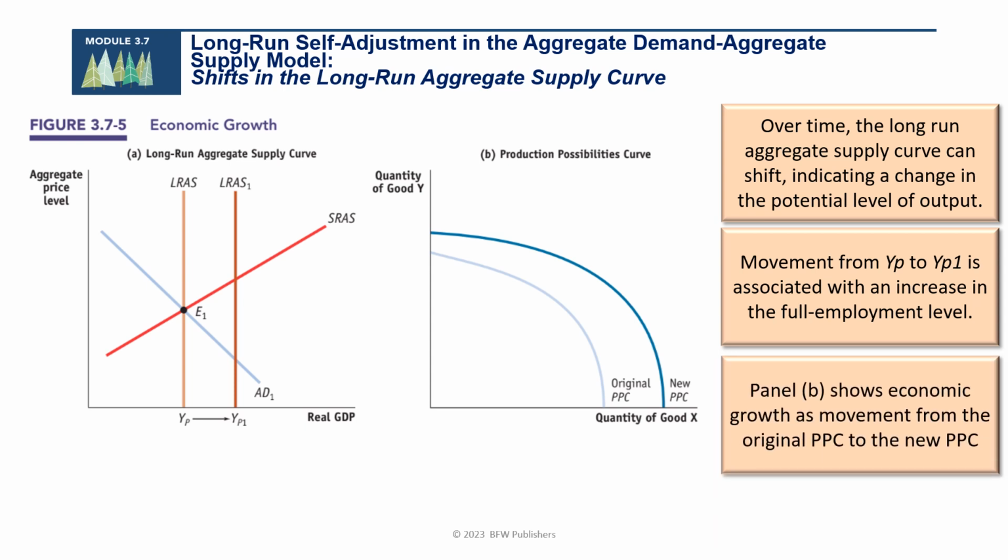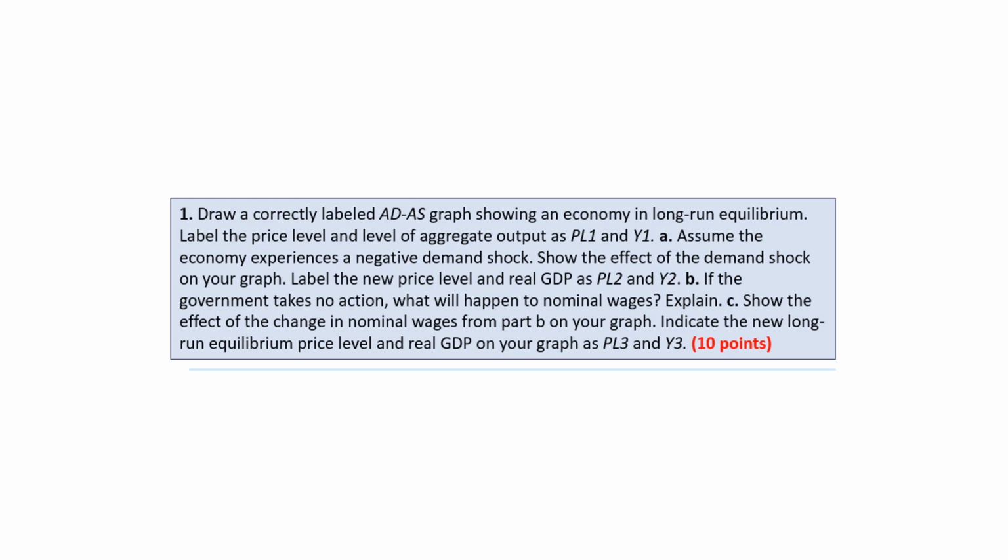Now this last panel shows economic growth as we move from our original PPC to our new one. That's exactly what happens. So a rightward shift in the production possibilities curve causes a rightward shift in the long-run aggregate supply curve, more potential output, more jobs in the economy. And if it's driven by efficiency of productivity, that's extremely beneficial for the economy because we can grow in a non-inflationary manner.